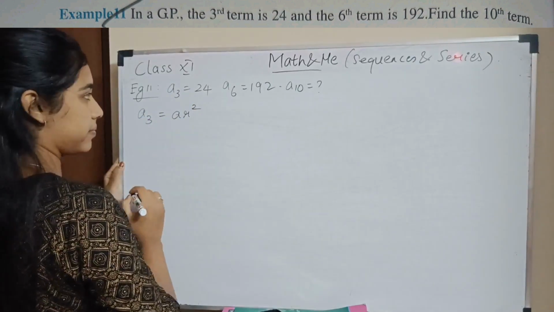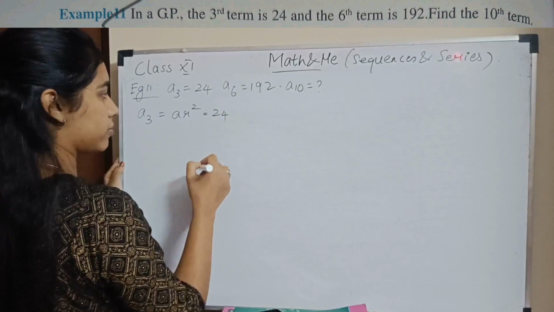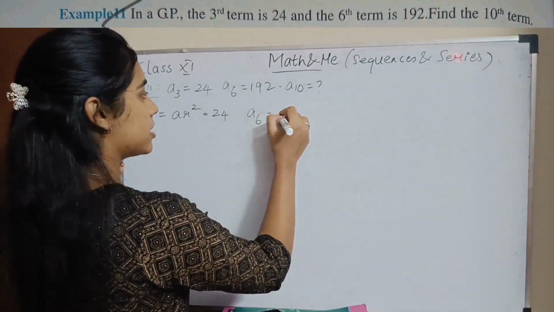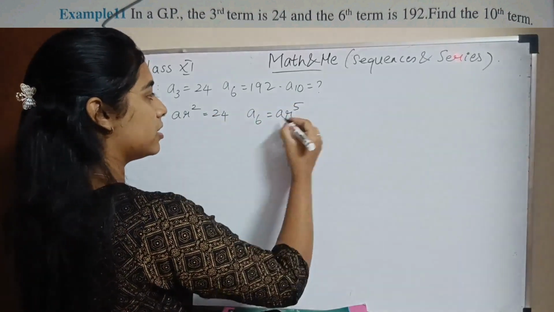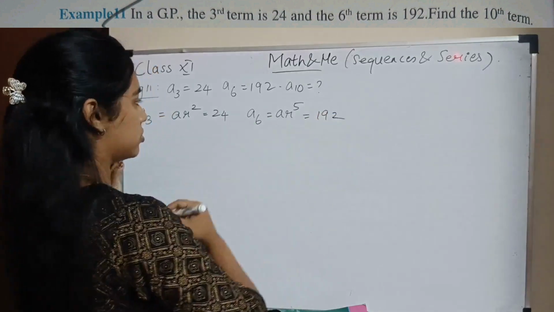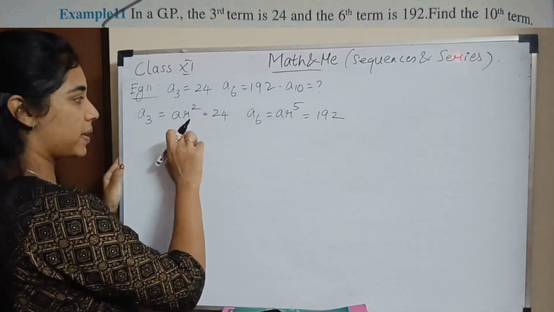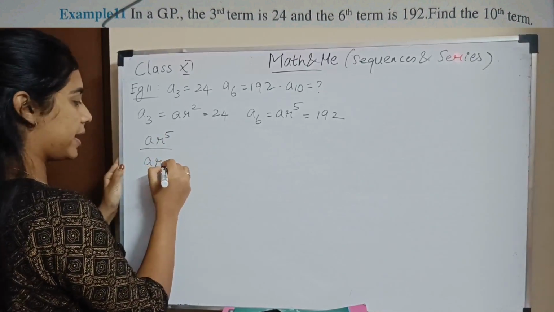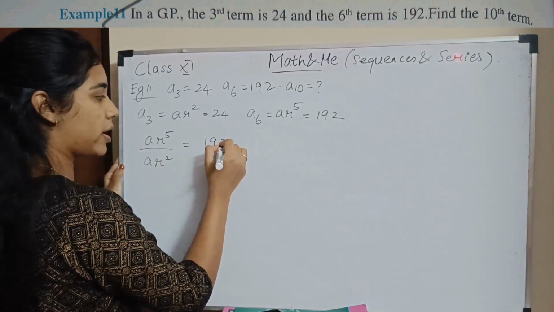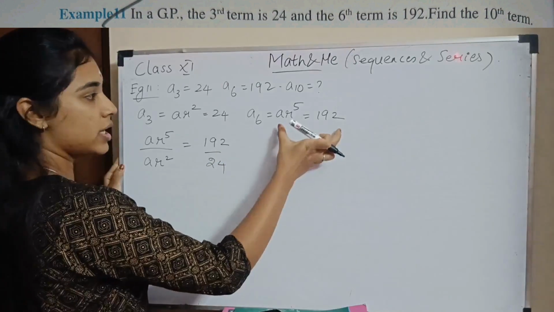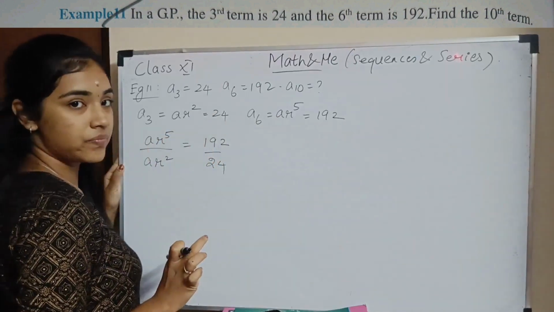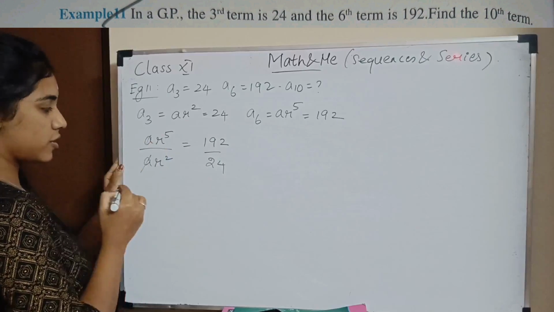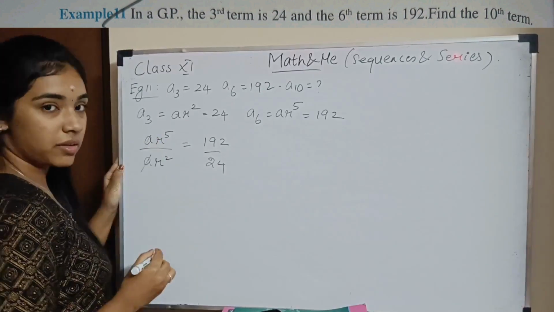So what is your A3? AR square, which is 24. What is your A6? AR to the power 5, which is 192. So I'm going to divide this by this. AR to the power 5 divided by AR square equals 192 divided by 24. So A goes off, and R square and R to the power 5 get cancelled.